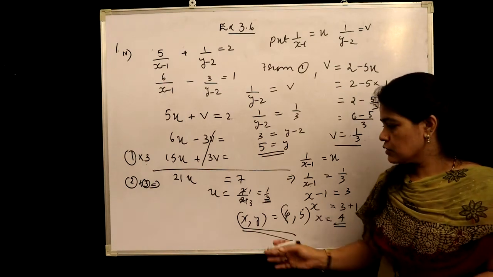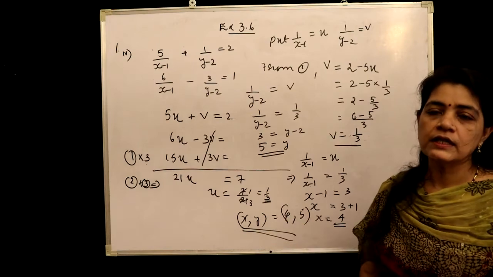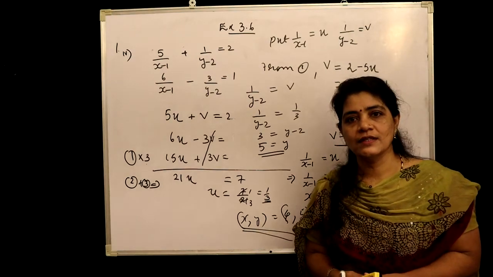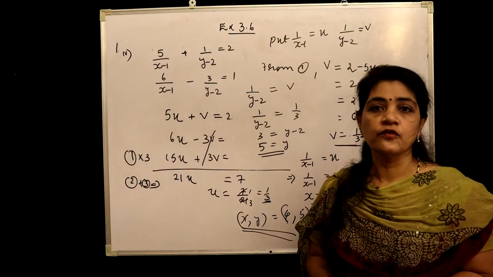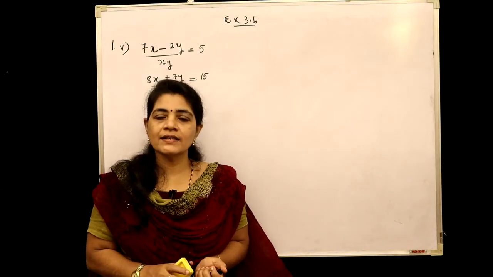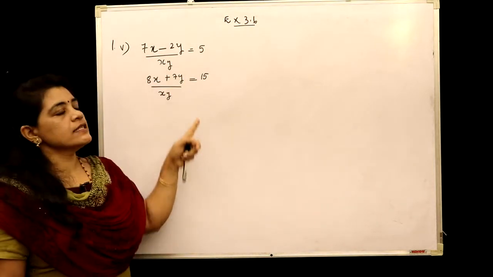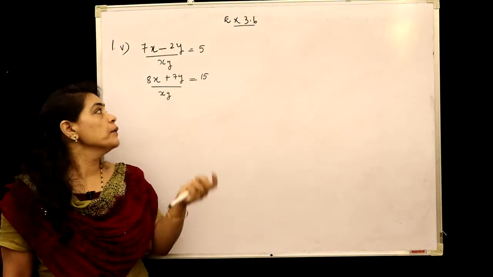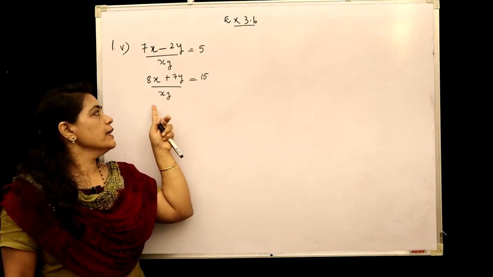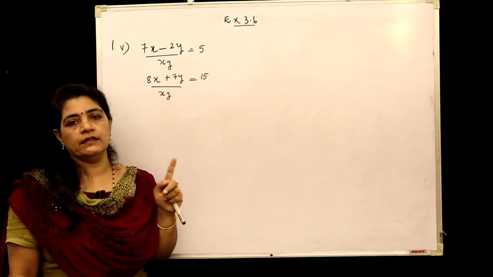That is, we have solved for x and y by reducing them into a pair of linear equations in two variables. Okay children, now we are moving to the fifth question. Now we are solving the fifth question. See children, here 7x minus 2y divided by xy is equal to 5, and 8x plus 7y divided by xy is equal to 15.